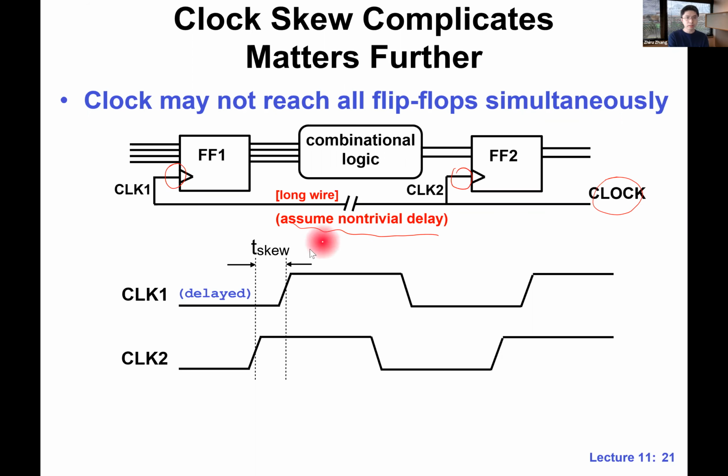Clear? So basically, the waveform looks like this. Clock 1 is somewhat delayed, right? There's this gap here. You look at this rising edge of clock 2 and the rising edge of clock 1. There's this gap here, and we call this T skew. Okay, is it good or bad in this case for meeting the setup time constraint?